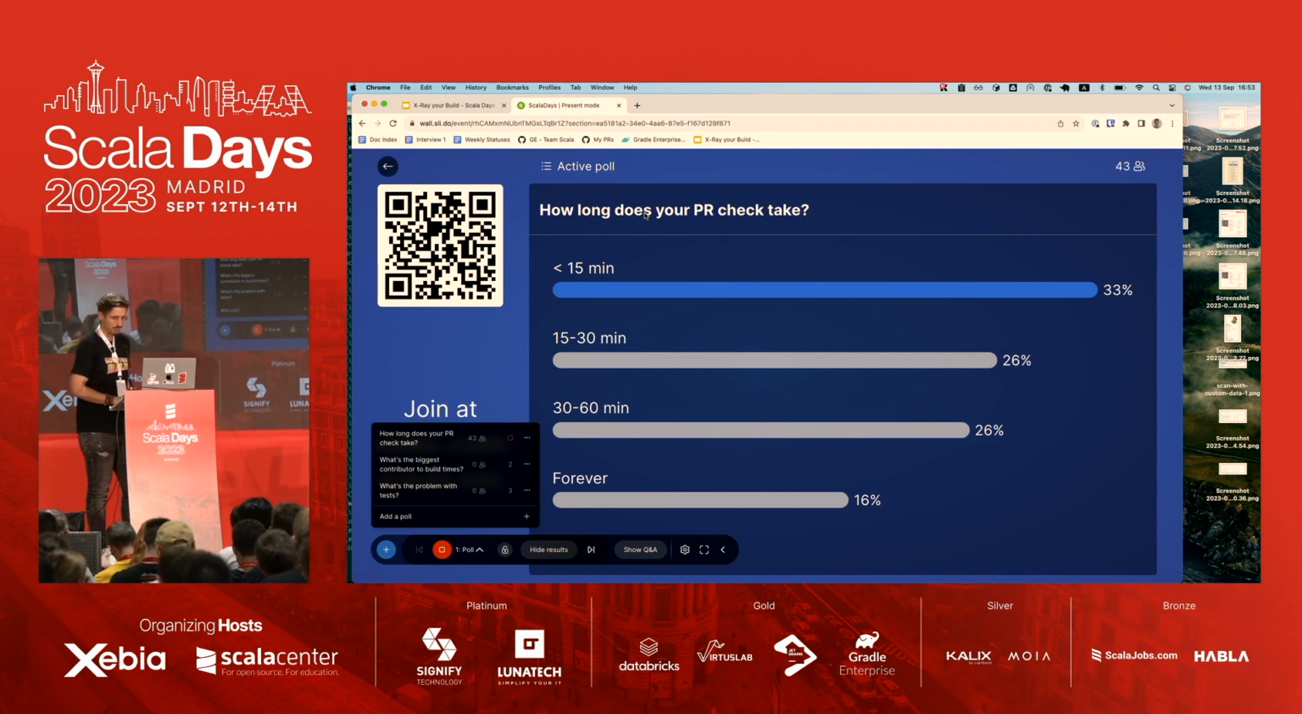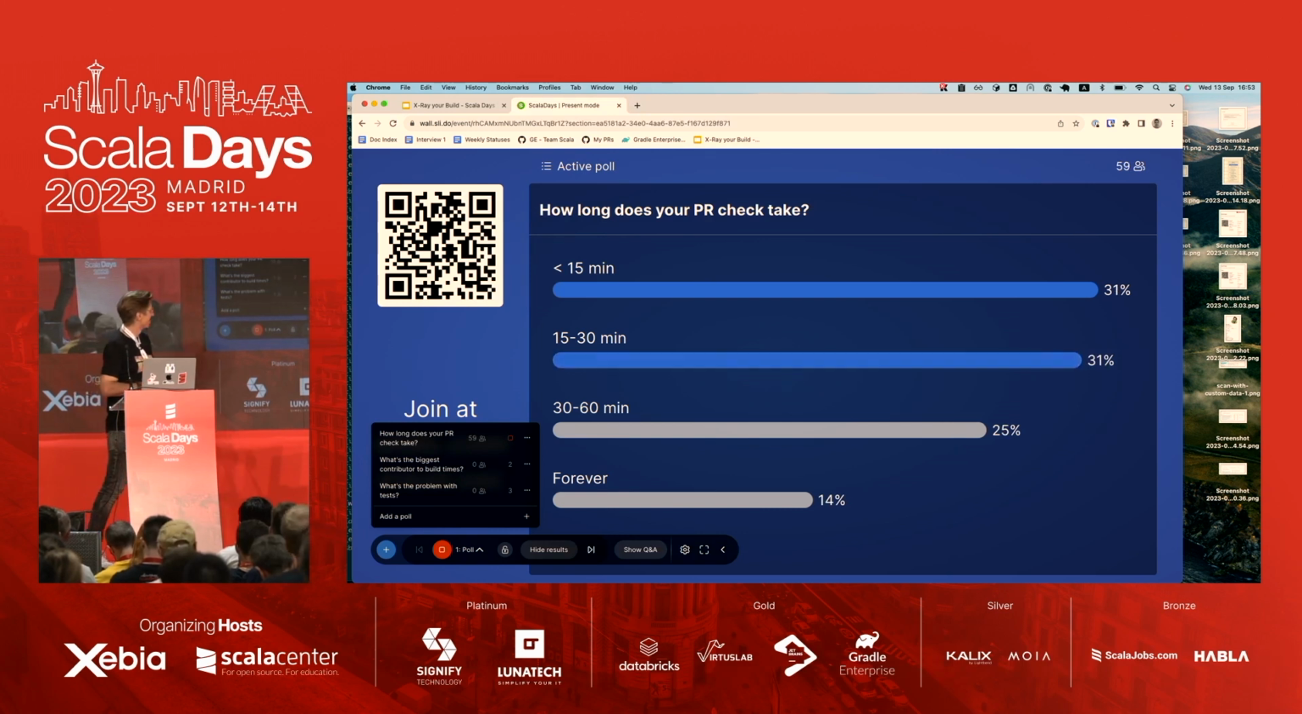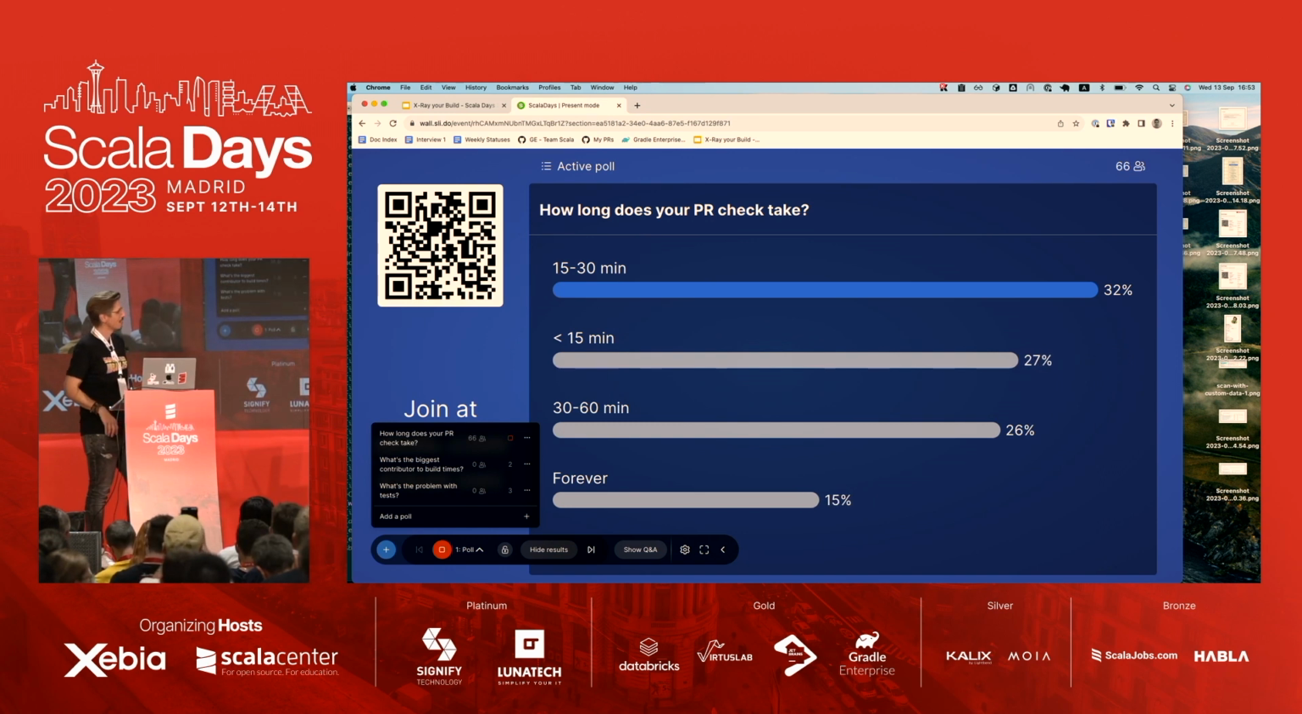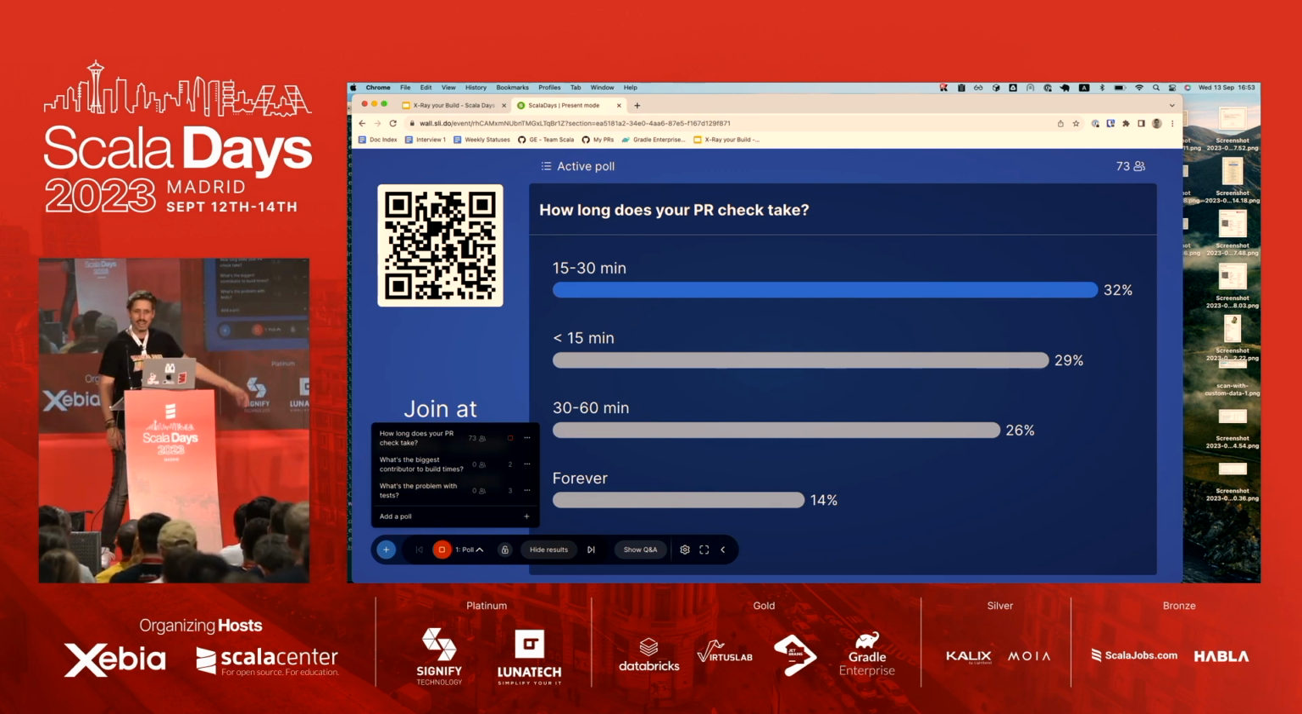So let's see. We're starting to see some results. This is fun. Cool. I see we have a tough competition between 15 to 30 minutes and less than 15 minutes. But we definitely see that there are some people between 30 and 60, and yeah, some matter forever. I think I'm with the forever. Like, I know I go for lunch when I need to do that. It's like, that's where I am.